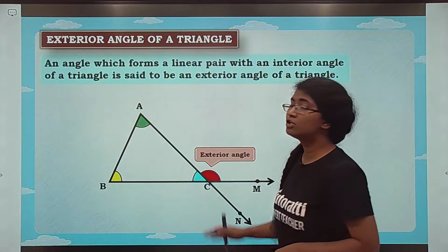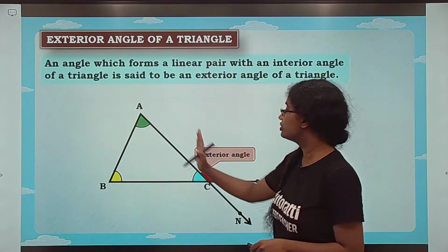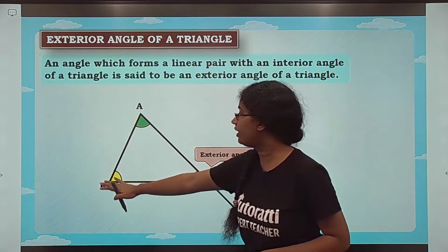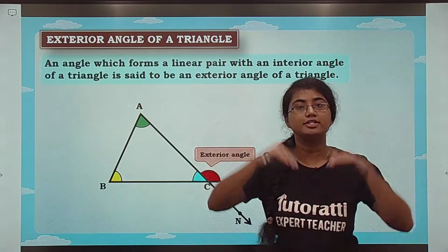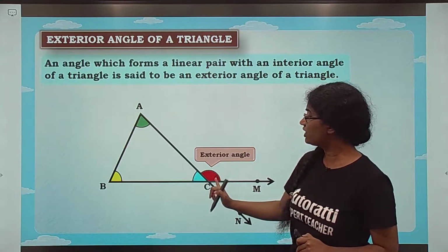Let us see. First of all, let's try to understand the term exterior angle of a triangle. Now this ABC is your triangle, and we know that angle A, angle B and angle C are your interior angles because they are inside your triangle, right? What does this become?